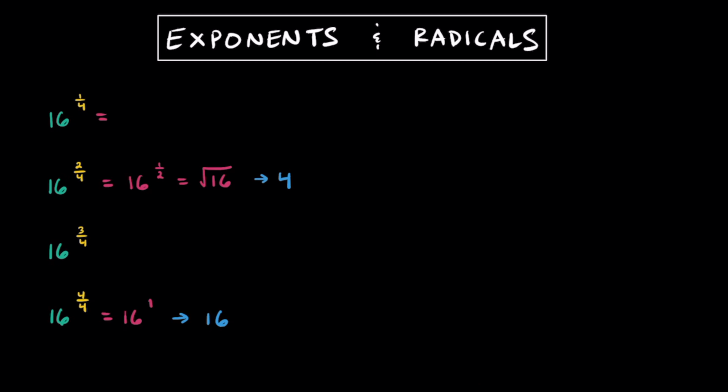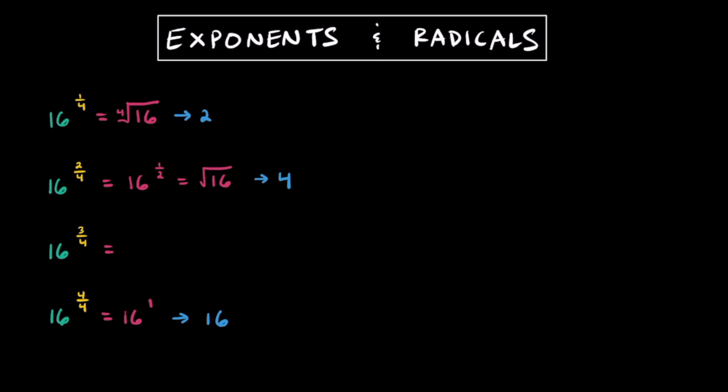Now looking at the 16 to the 1/4 power, remember the denominator will tell us our index, so this means the 4th root of 16. So you need to think to yourself, what number multiplied by itself 4 times equals 16? Or what number to the 4th power equals 16? If you were thinking about the number 2, you're correct. 2 to the 4th power is equal to 16, so 16 to the 1/4 power is equal to 2.